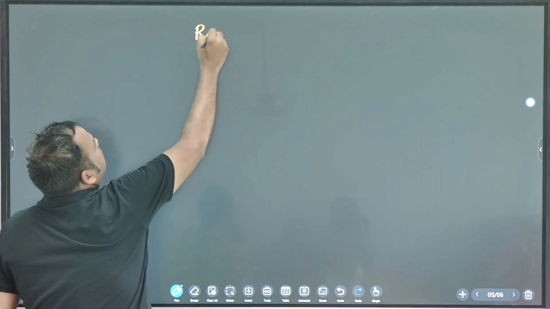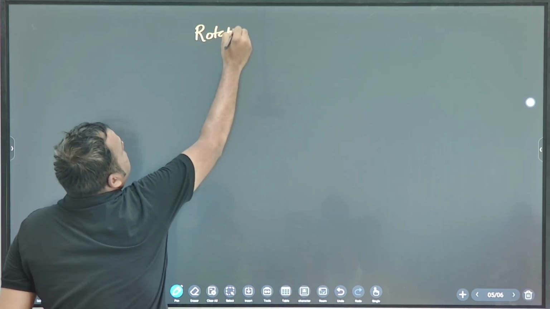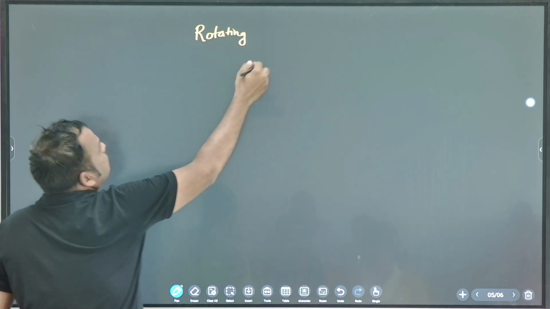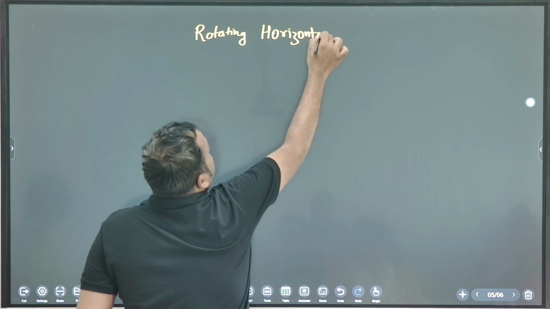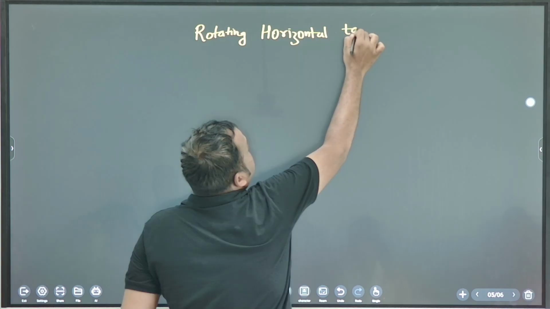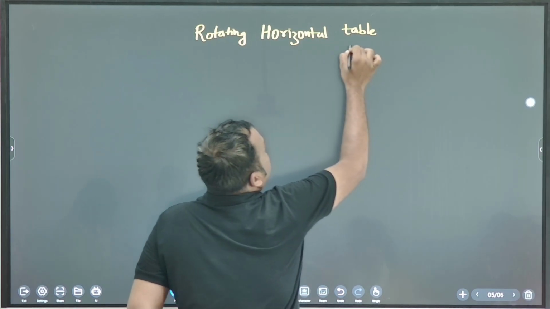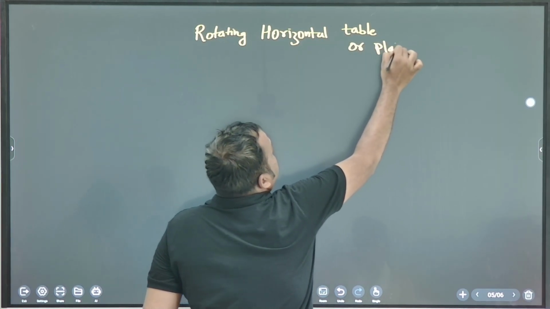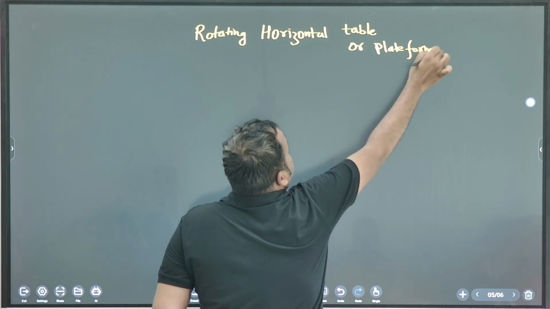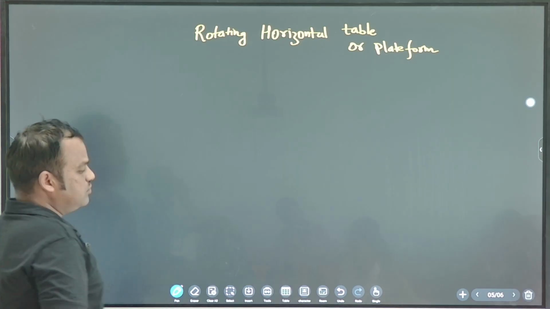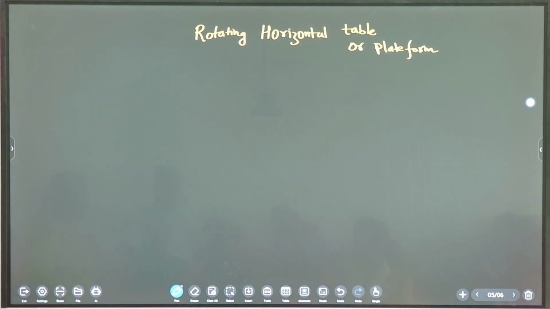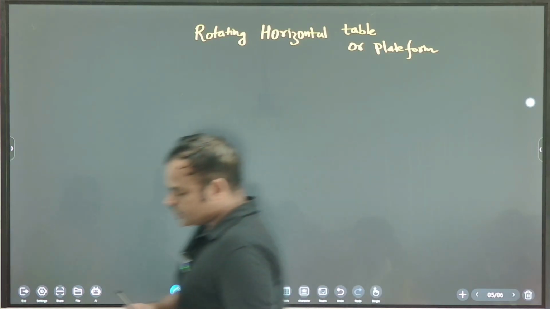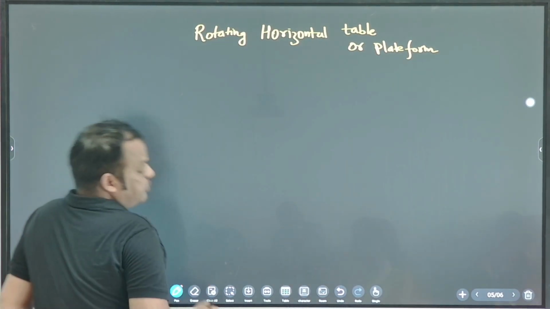Next you write down: rotating horizontal table or platform. Rotating horizontal table or platform.